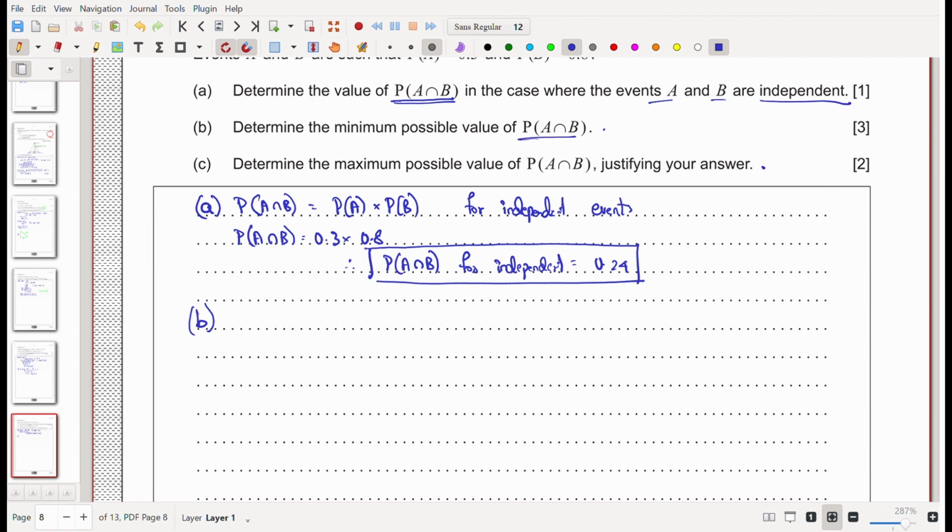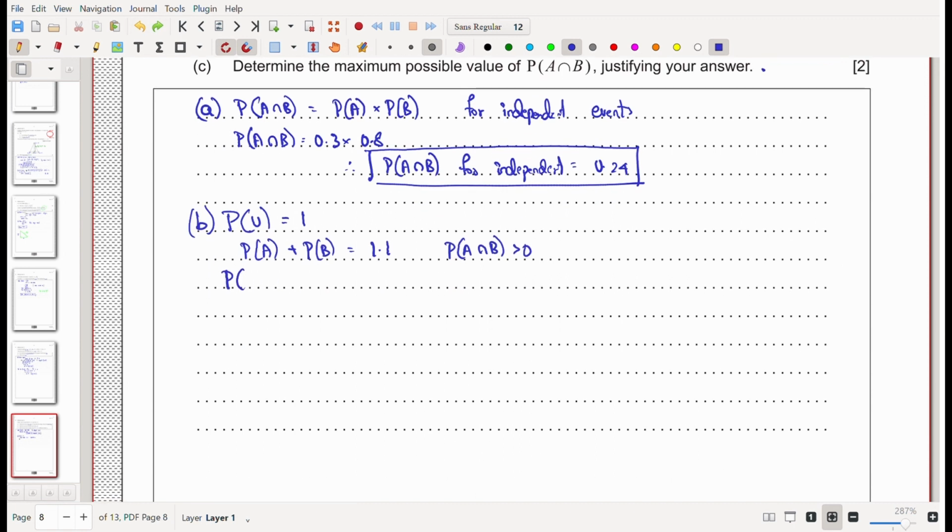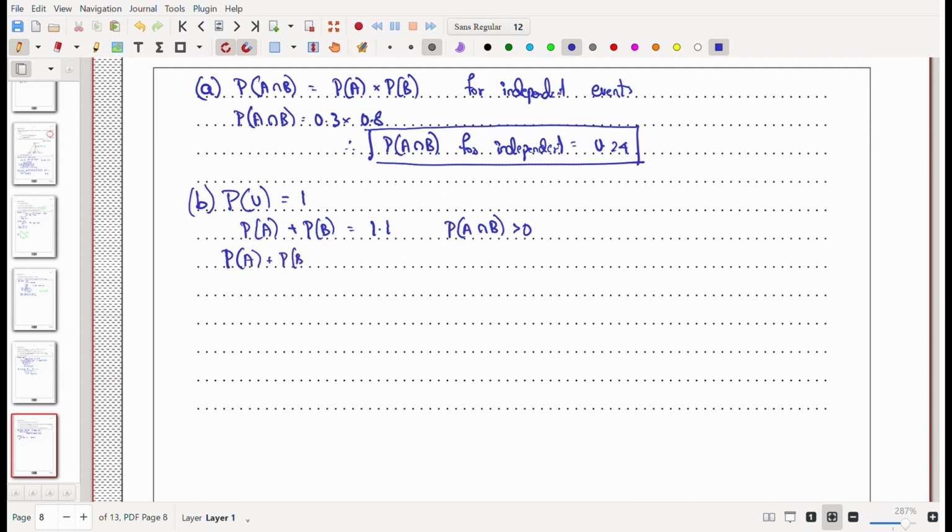Next, we are asked to find the minimum possible value of P of A intersection B. And for this, you need to remember that the probability of the universal set is always equal to 1. And you'll see that P of A plus P of B by themselves give you 1.1. This means that there must be a P of A intersection B, because if not, the equation P of A plus P of B minus P of A intersection B is equal to 1 does not hold true. So we can take 0.3 plus 0.8 minus P of A intersection B is equal to 1, and P of A intersection B is equal to 1.1 minus 1. So the minimum P of A intersection B is equal to 0.1.